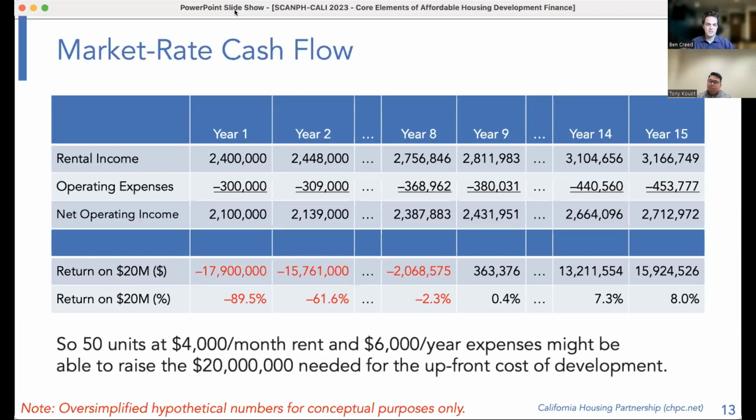The point here is simply that it seems from the numbers like these rents with these expenses for this upfront cost, it might be able to raise the amount of money needed. And if this is true and the rents come in reality lower than projected, those funders might not get the returns that they were expecting. And likewise, if the rents come in higher or the actual operating expenses are consistently lower, then it might be a more profitable venture for everybody that was involved.